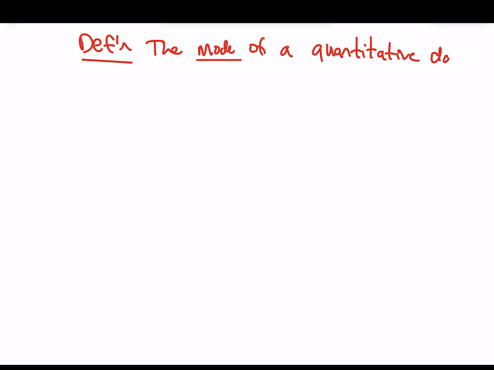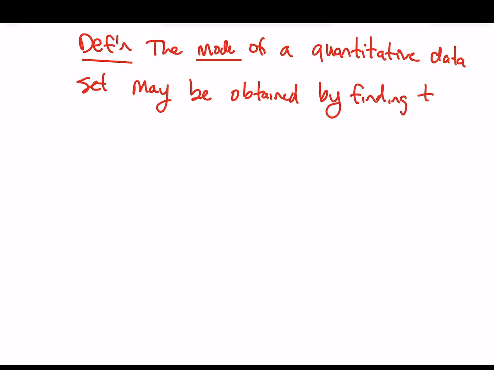Okay, let's do one more definition. Definition. The mode of a quantitative data set may be obtained by finding the most frequent value in the data set.